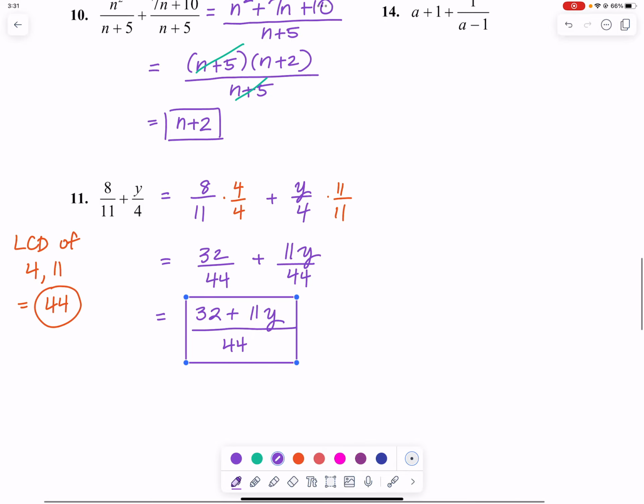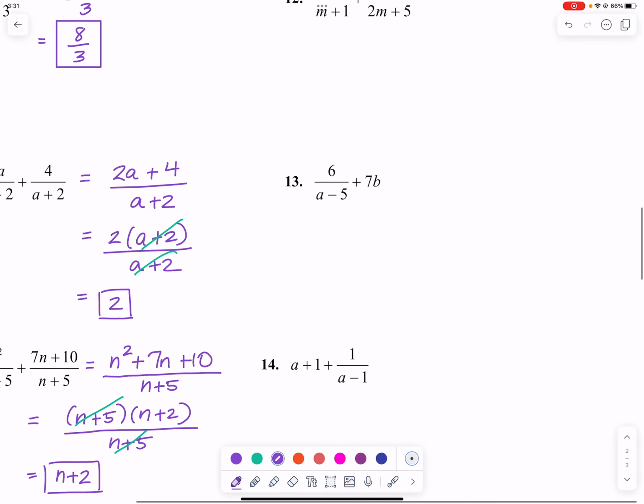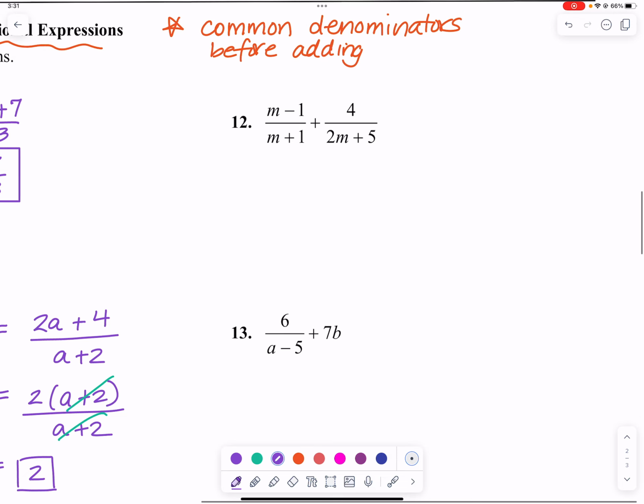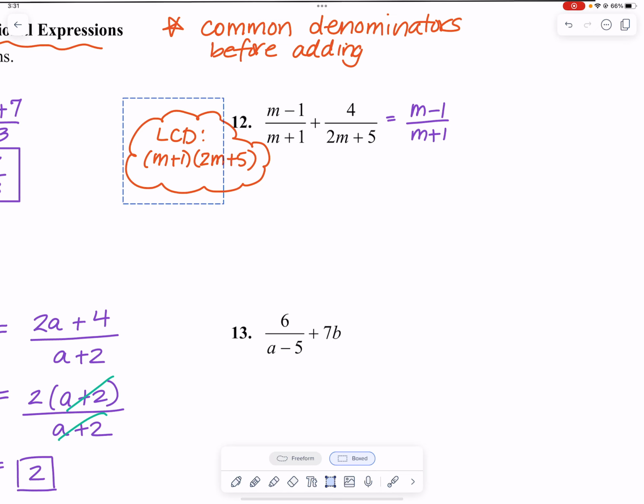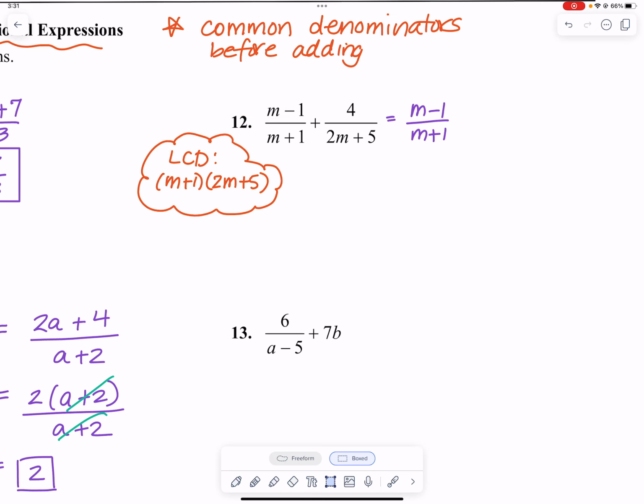Okay, let's see what we have in number 12. In number 12, our denominators are not the same. So again, we will need to have a least common denominator, and that LCD is going to be m plus 1 multiplied by 2m plus 5. So we will need both denominators to have that as the new denominator. Okay? So let's go ahead and see.